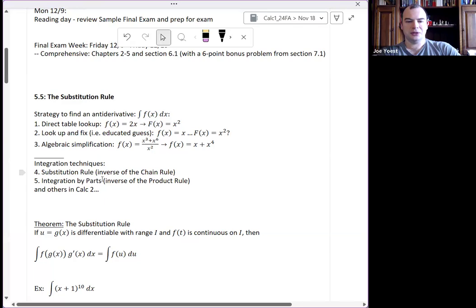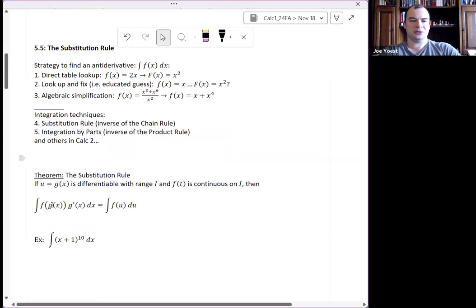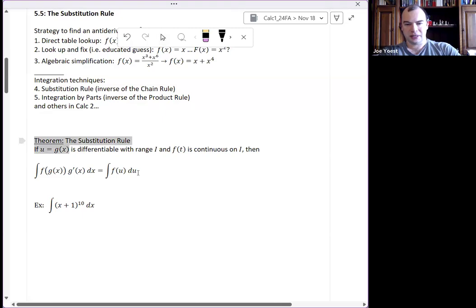Okay, so those are the two main additional integration techniques we're going to look at in this course, and then, like I said, picking up with others in Calc 2. So what is the substitution rule?